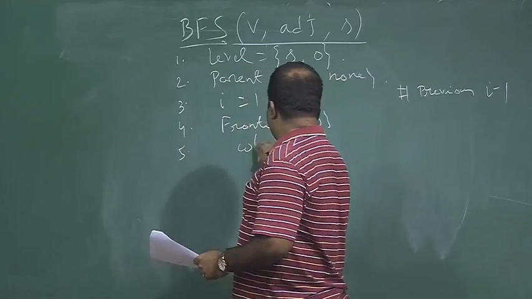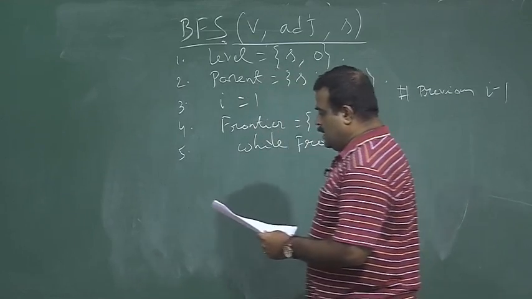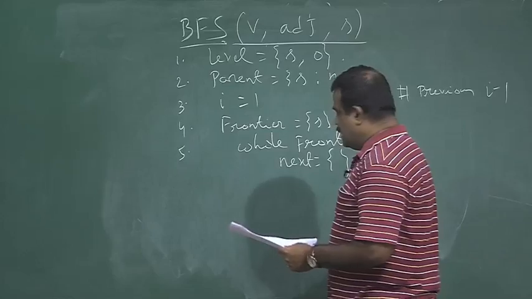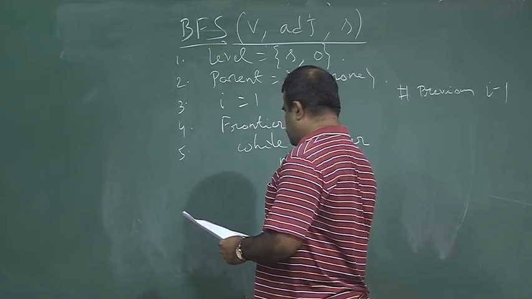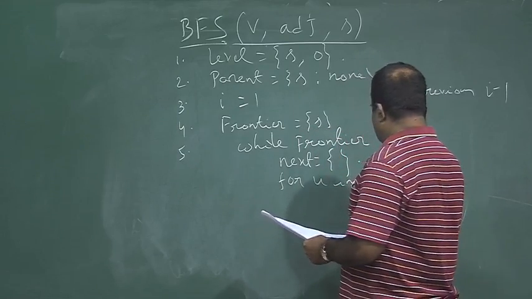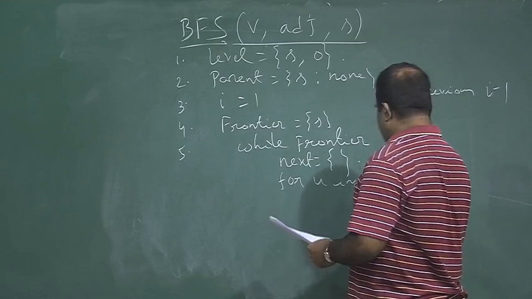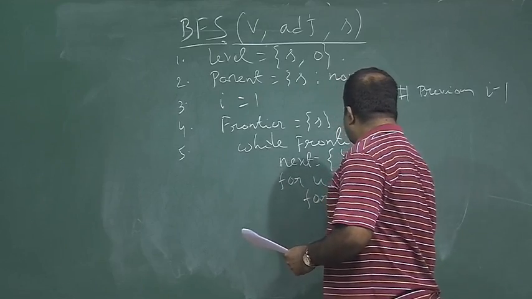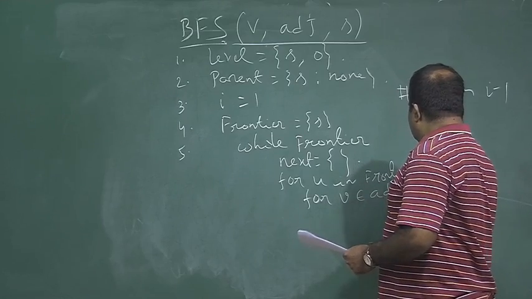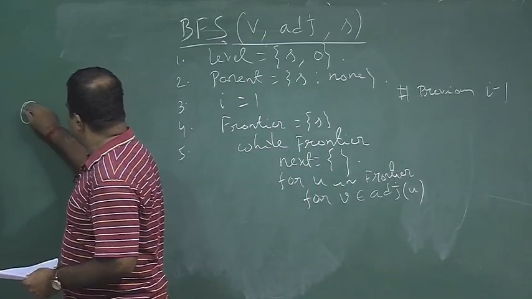Now, while frontier is not empty, we initialize next as empty, and then for each v in frontier, we take a vertex from the frontier. Initially frontier is basically containing S. What do we do? We check all the adjacency vertices of u in frontier. We take all adjacency vertices of this node. So suppose we start with this. So this is our u.